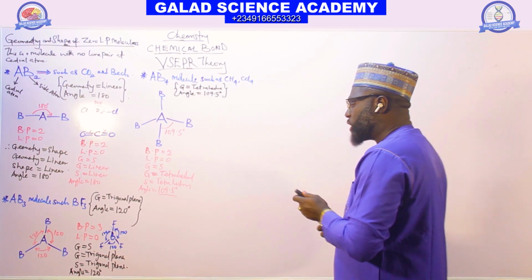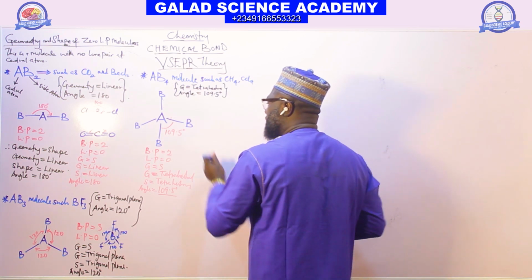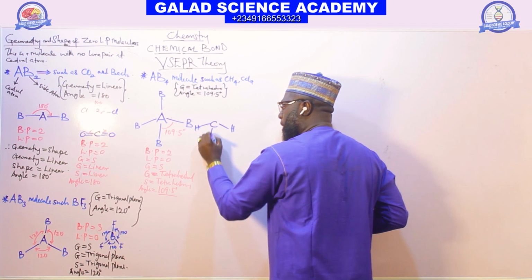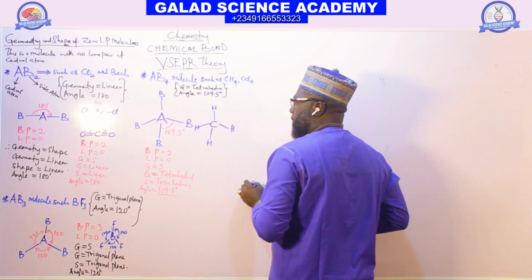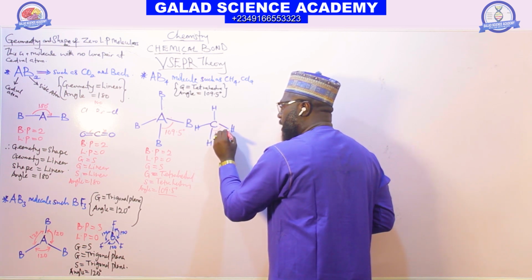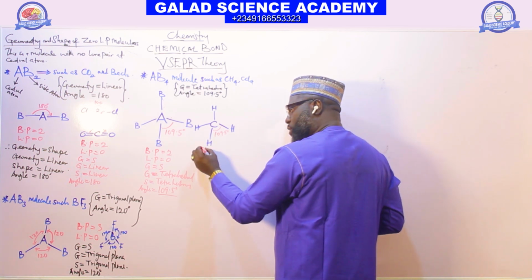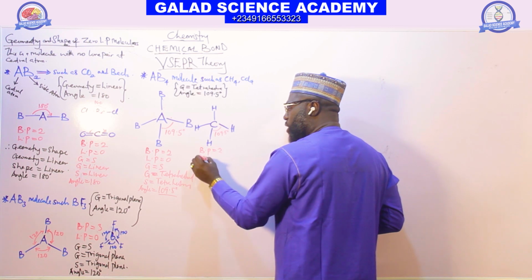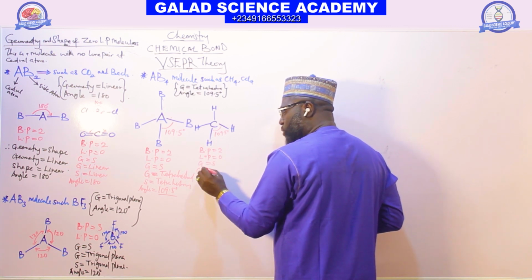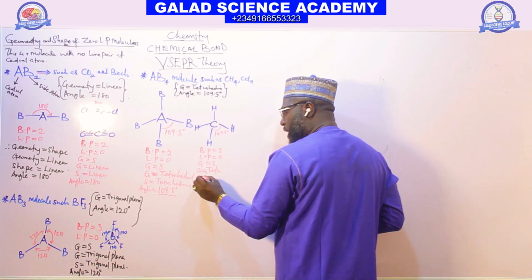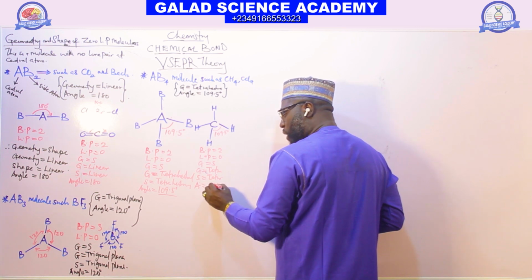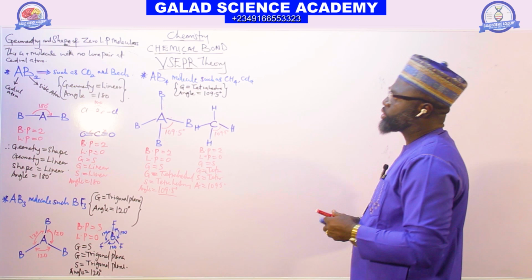And the molecule which represents this is methane. The angle here is 109.5. So if we look at it now, the bond pair is 4 and the lone pair is 0. Geometry is equal to shape. Geometry is tetrahedral, shape is also tetrahedral, and the angle is 109.5.